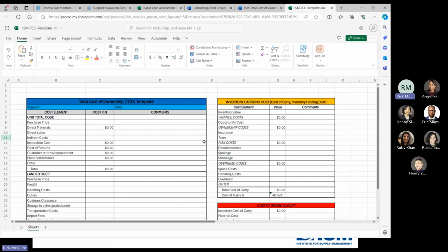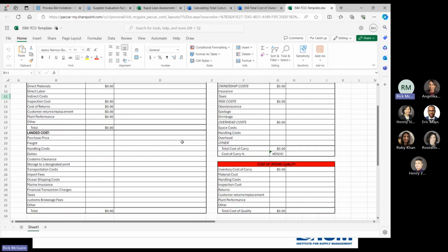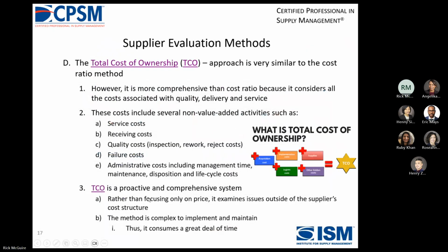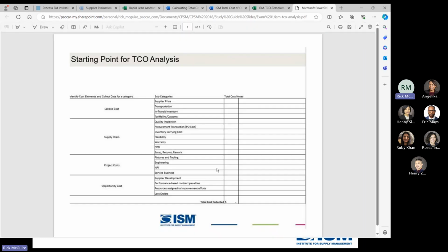And then you have another thing from ISM. This is basically a template you can use for TCO. So these are some of the costs you got to look at: failure, quality, administrative costs. Proactive, rather than focusing only on price, it examines the cost structure. Takes time to put together. This is another starting point for TCO analysis, quick and dirty from ISM.